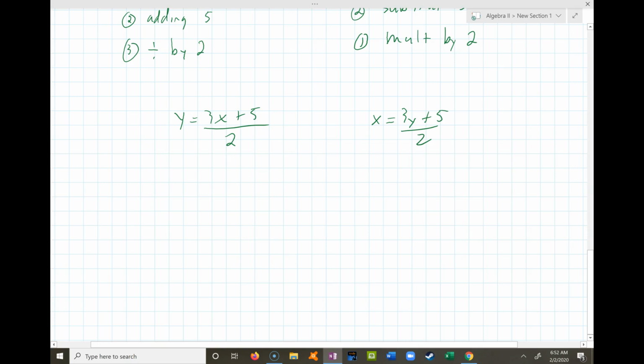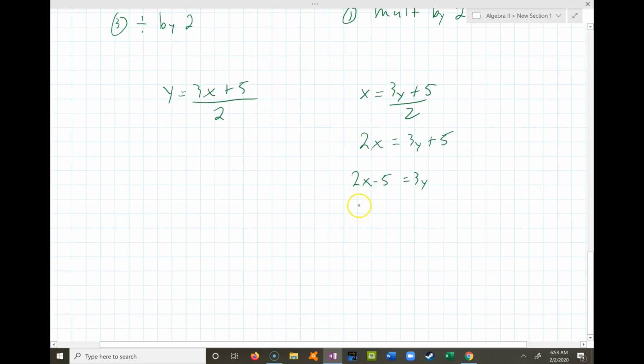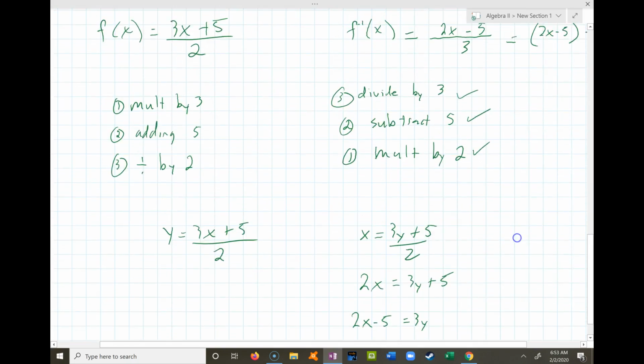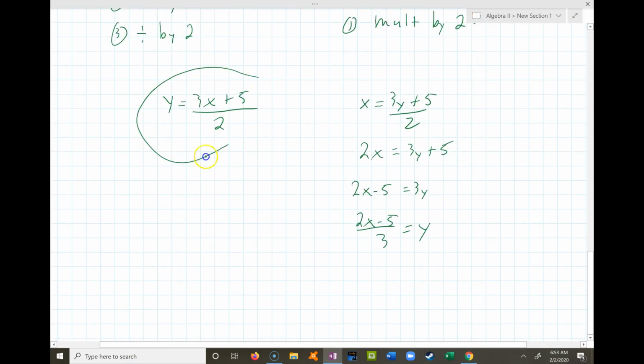So the first thing I do to solve this equation is to multiply both sides by 2. So I get 2x is equal to 3y plus 5. Next, I subtract 5 from both sides. And notice we're just clicking right through this. So that'd be 2x minus 5 is equal to 3y. And then the final thing we do is divide by 3. So that would give me 2x minus 5 divided by 3. And notice we get the same answer as we had up there. So that's a nifty little way to find an inverse function if you have the equation.